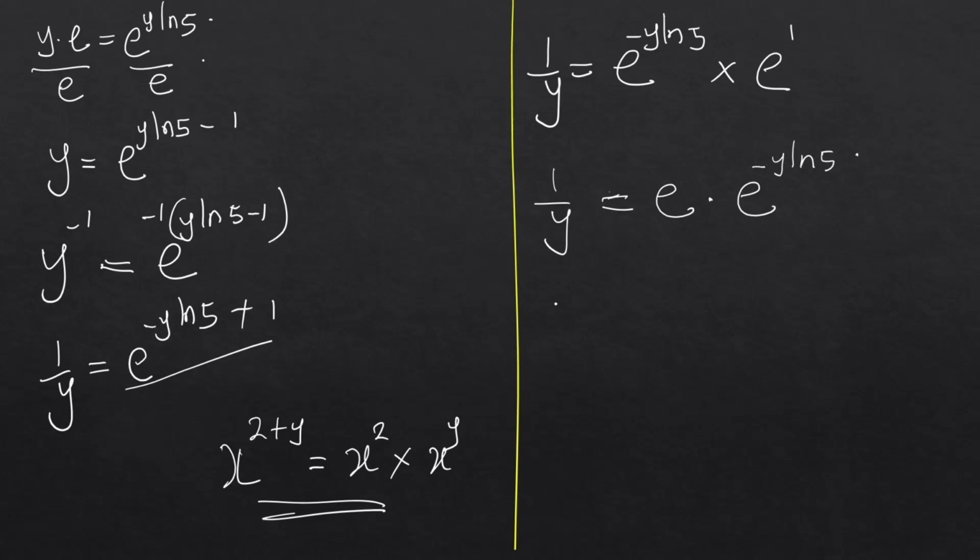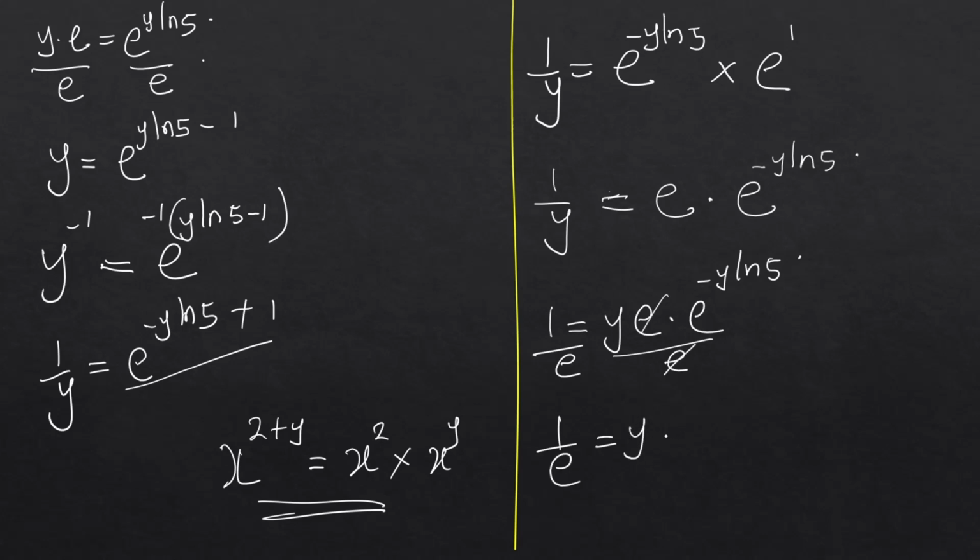So if I cross multiply, I have, oh my God, I hate that word cross multiply. If I clear the fraction, I'm going to have 1 is equal to y e times e raised to power minus y ln 5. If I divide both sides by e, I'm going to have 1 over e is equal to, this will cancel this, y e raised to power minus y ln 5. All right, I think if you have been following me carefully, you should know there is something I'm trying to drive at, because all this is to get to that point. I'm still going to hang you there.